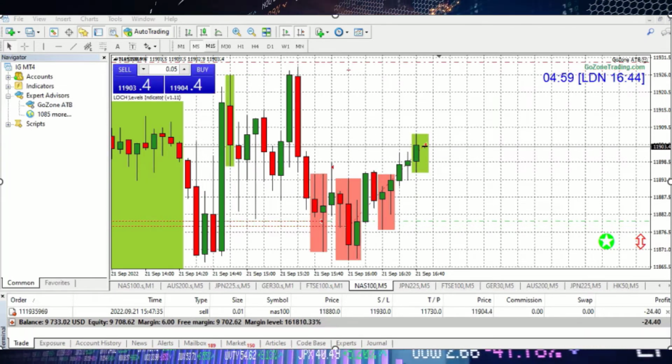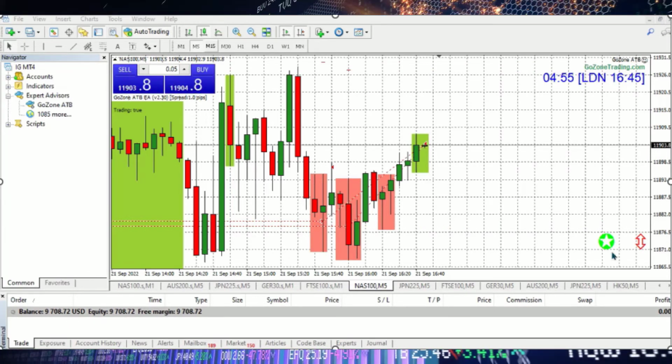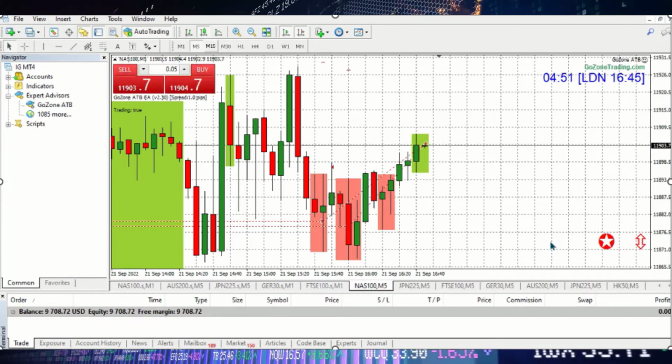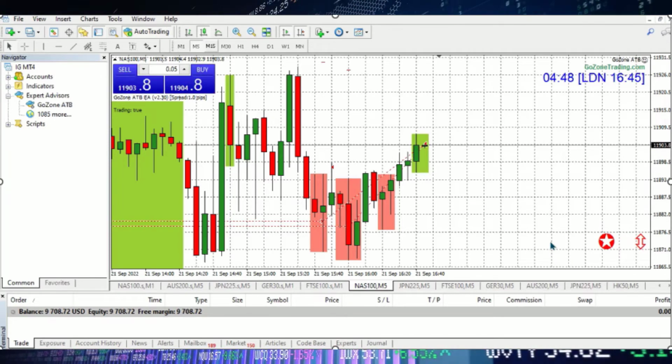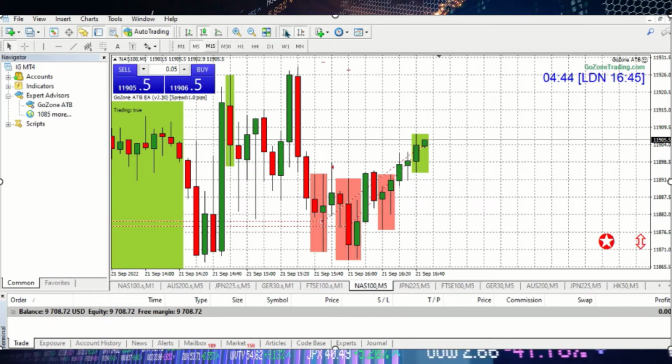The GoZone ATB just closed out the remainder of our two losing trades. This action was triggered by having the GoZone going in the opposite direction and having the first candle close within the new GoZone trend. So we're out of the market completely.